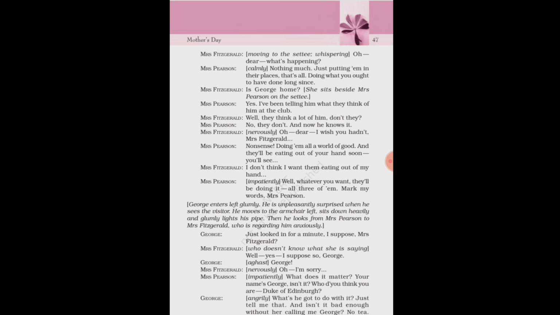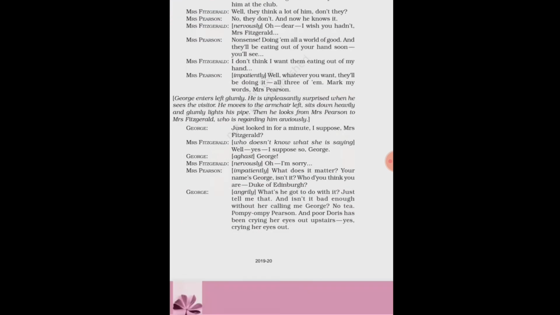So he says, what's he got to do with it, and what has the Duke of Edinburgh got to do with it, because Mrs. Pearson said that his name is George, and asked who he thinks he is, Duke of Edinburgh? So George again asks what he's got to do with it, and says, "Just tell me. And it isn't bad enough without her calling me George, and no tea, a pompous person, and poor Doris has been crying her eyes out upstairs." Yes, crying her eyes out.